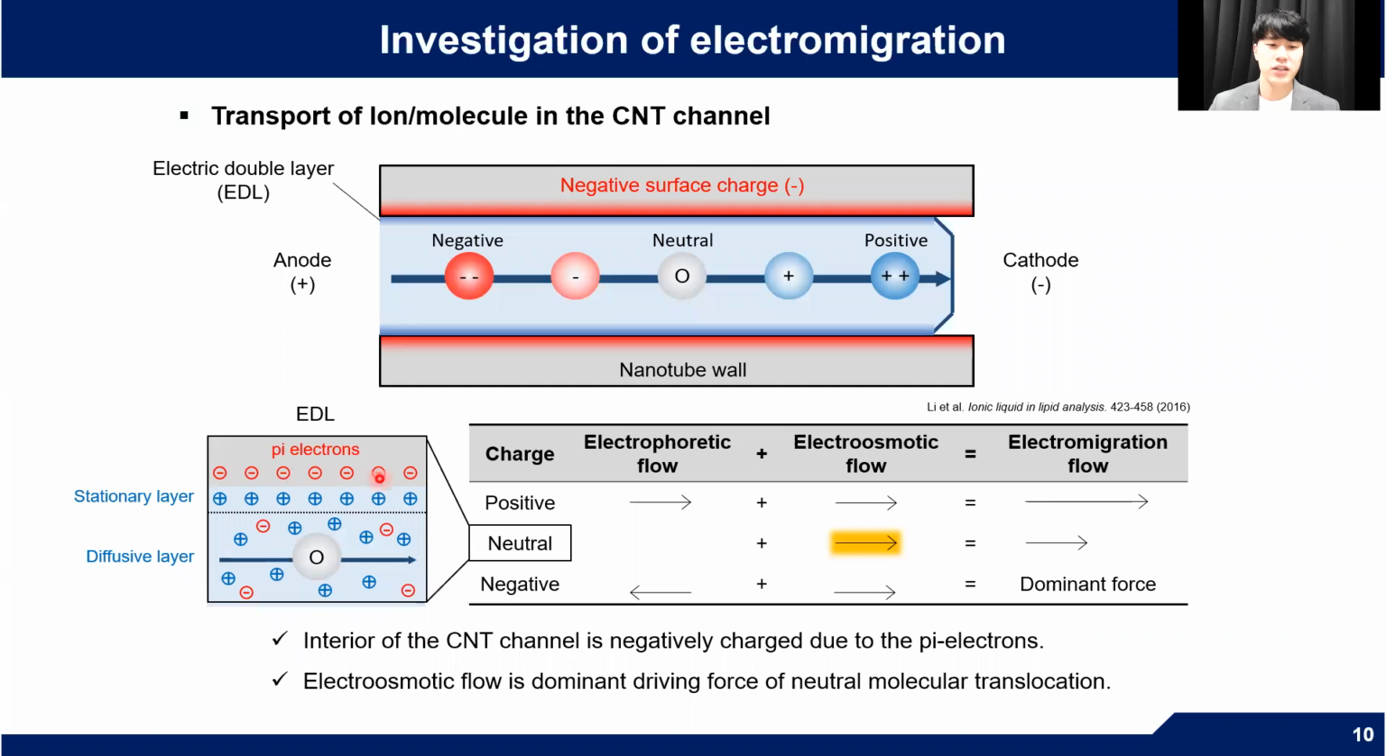In the case of the CNT channel, the CNT wall is enriched by pi electrons that contribute to the negative surface charge. The electric double layer is formed at the wall boundary, and the neutral charged molecules can be translocated through the cation-enriched diffusive layer toward the cathode.